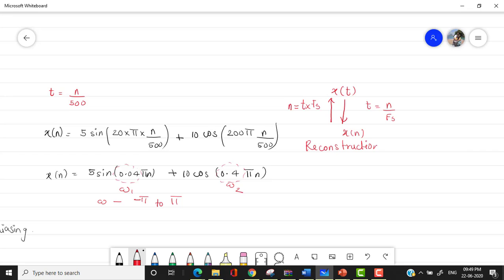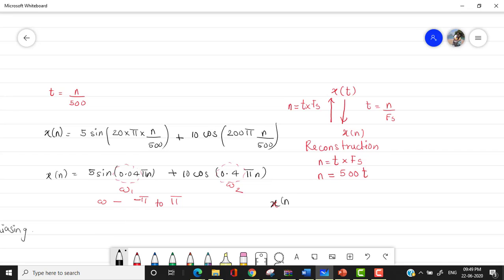So for reconstruction, like we have seen, what is the substitution? n will be equal to t into Fs. So what is the Fs that we have considered here? We have considered Fs as 500. So we have to substitute n equal to 500t to get back our continuous time signal. So simple, we just have to substitute now.